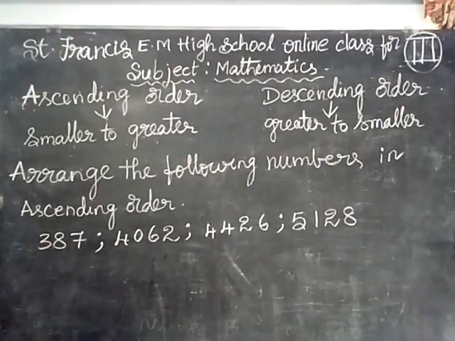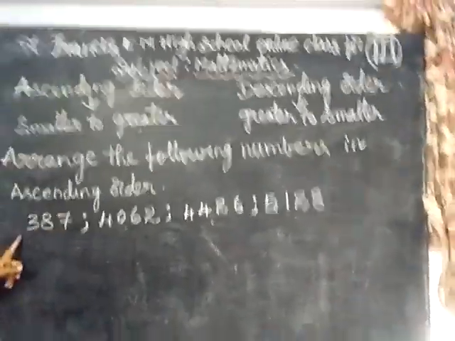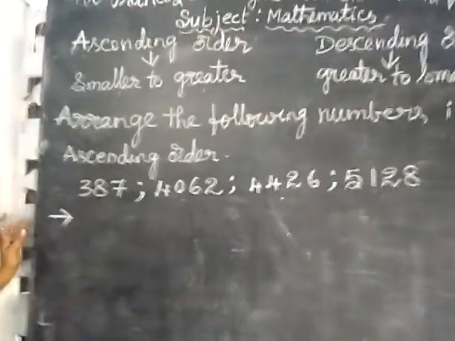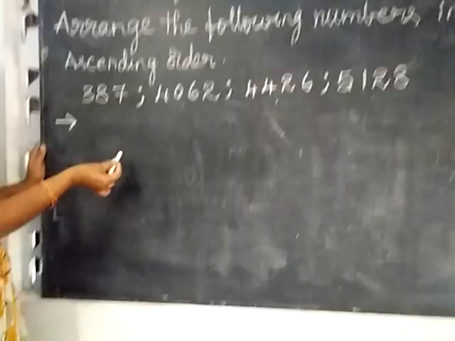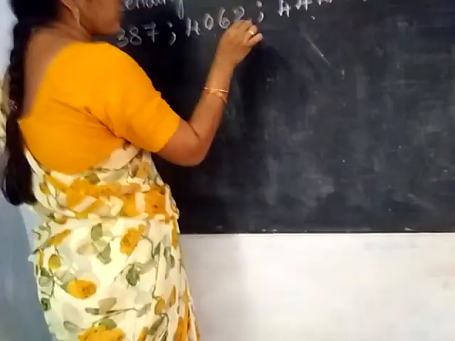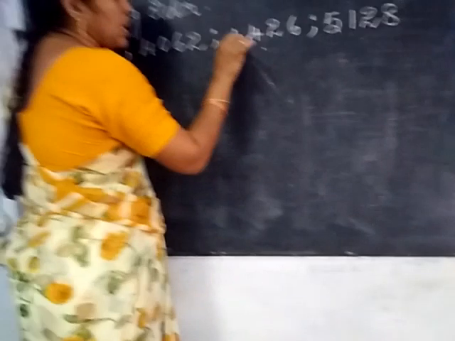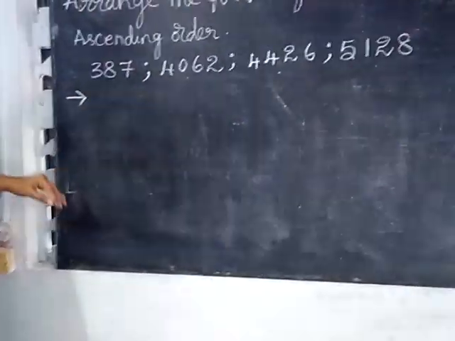See, these numbers you should arrange in ascending order. First step, count the digits in the number. In the first number, what is the number of digits? See, 1, 2, 3. 3 digits are there. And in the second number, 1, 2, 3, 4 digits are there. In the third number, 1, 2, 3, 4 digits are there. In the fourth number, 1, 2, 3, 4 digits are there.